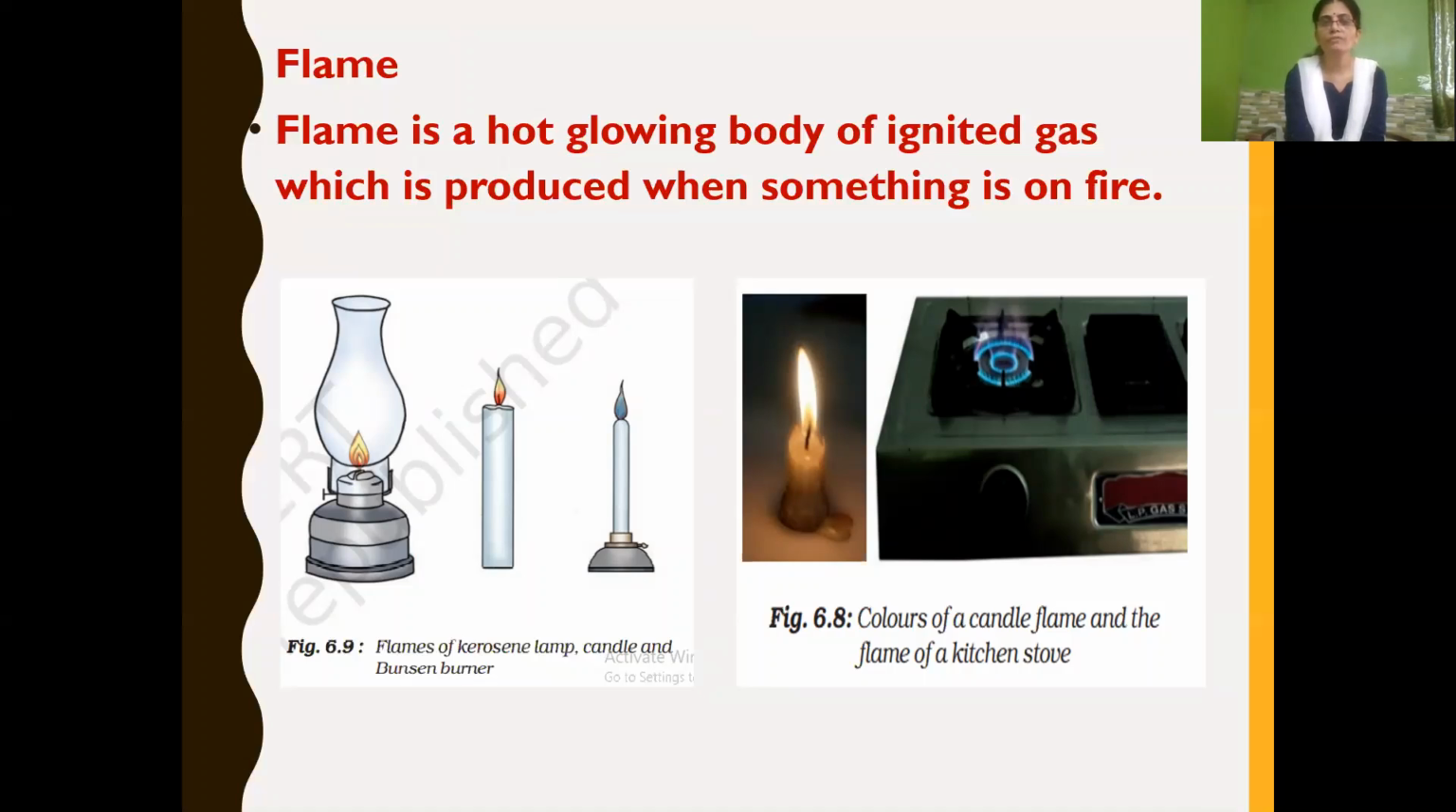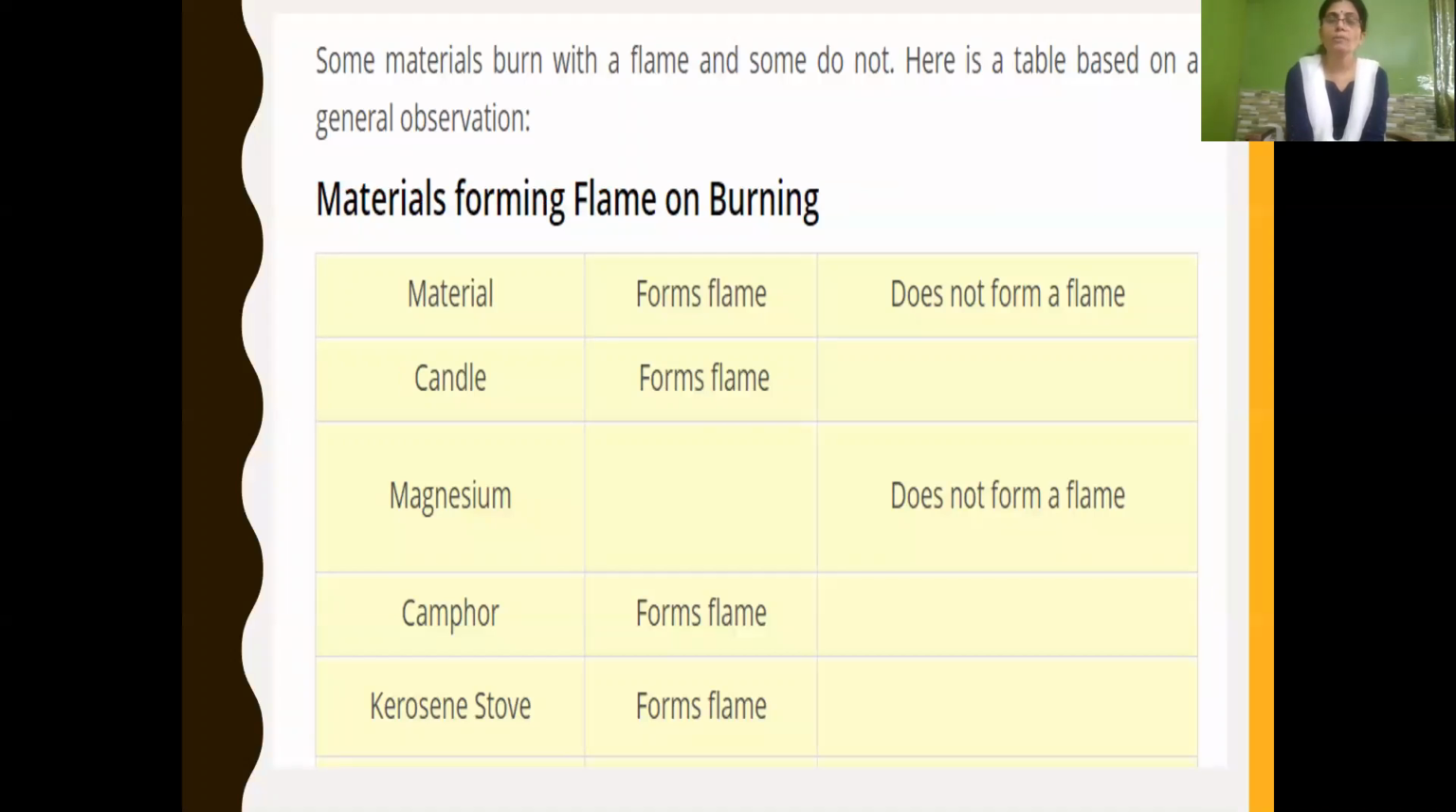You can see flames of a kerosene lamp, candle and burner. See in the figure, you can see different flames produced by a kerosene lamp, candle and burner, and the gas stove, kitchen stove also produces flame. So children, it is nothing but a hot glowing body of ignited gas. And all materials don't burn with flame, isn't it? Some materials burn with flame and some do not burn with flame.